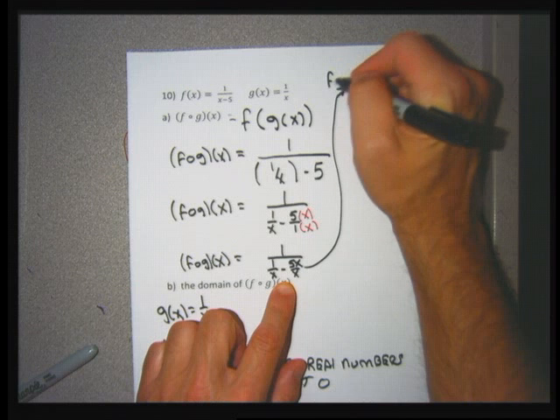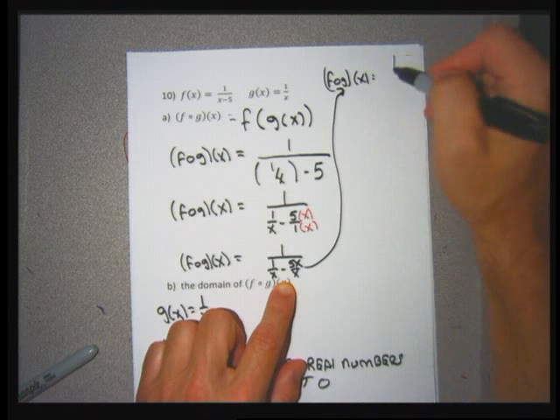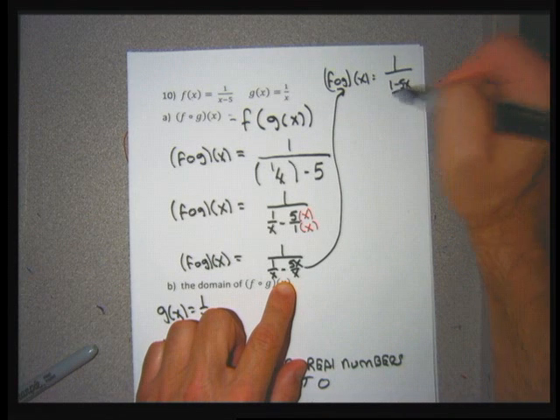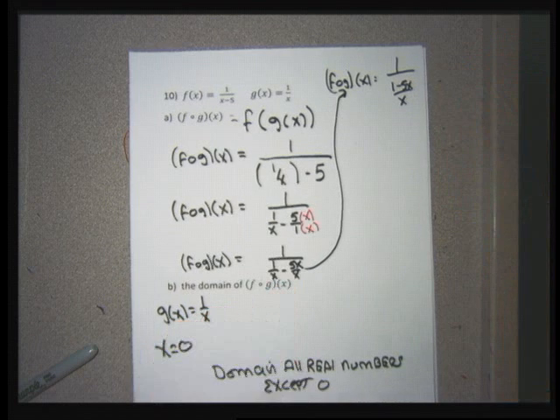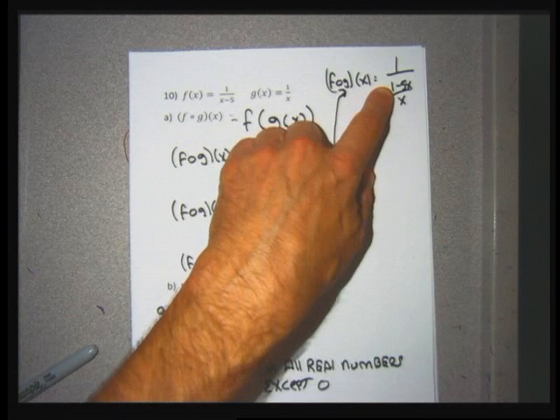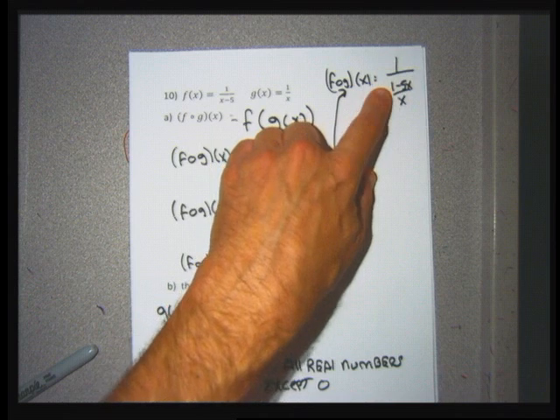So I can get f composed with g of x equals, the 1 up top stays, and then in the denominator I'm going to write 1 minus 5x over x. If it bugs you, you could write minus 5x plus 1 as opposed to 1 minus 5x. And if you write minus 5x plus 1, you should probably factor out a negative. I'm going to leave it like this temporarily.